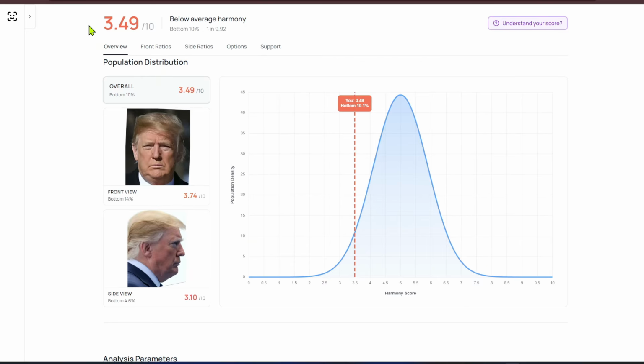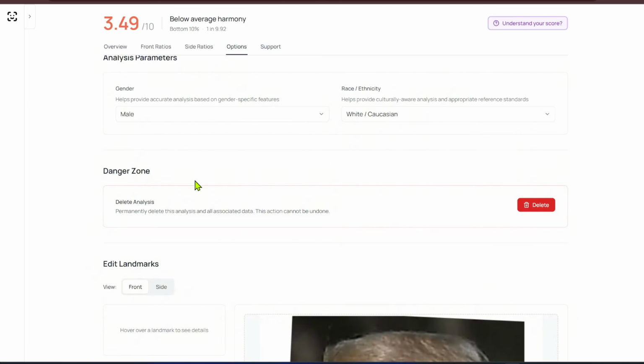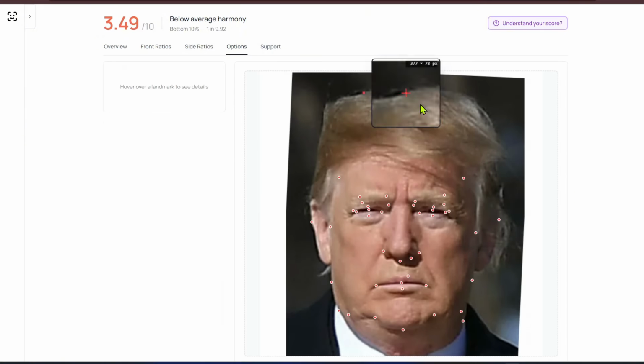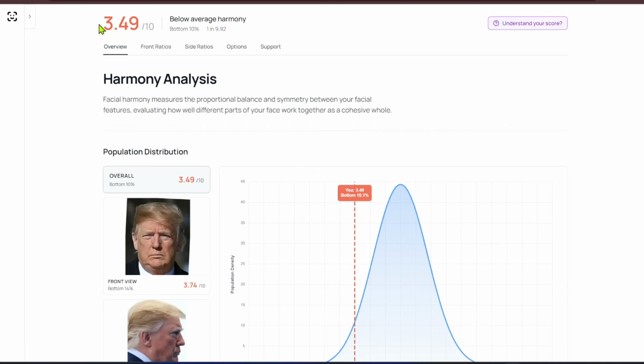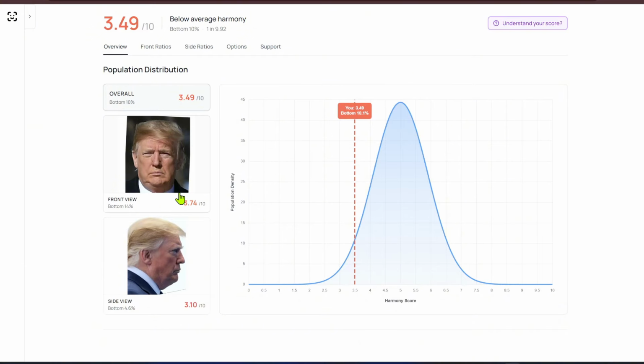So on faceiq Labs, with his front and side profile mapped out with the landmarks right here, he gets an overall score of 3.49 out of 10. It is the bottom 10%, about 1 in 10 people on the bad side. It is a below average harmony, and his individual profiles for his front get 3.74 out of 10, and for his side 3.10 out of 10. So really low scores for Trump, and this is not him in his prime.